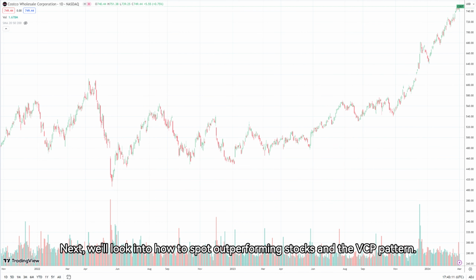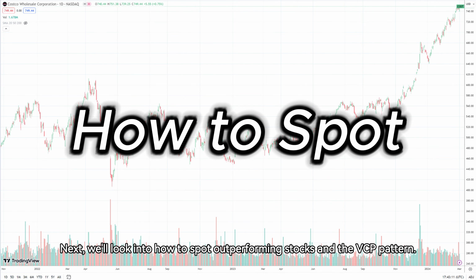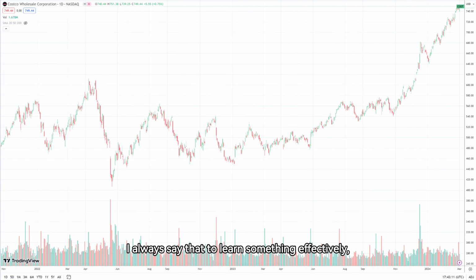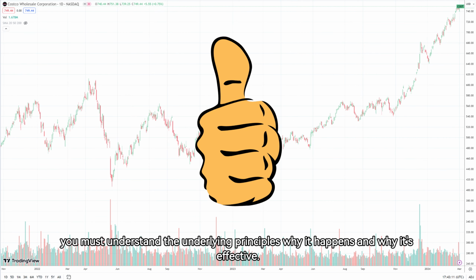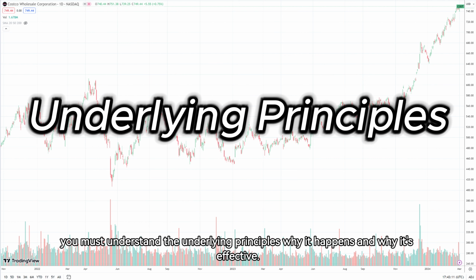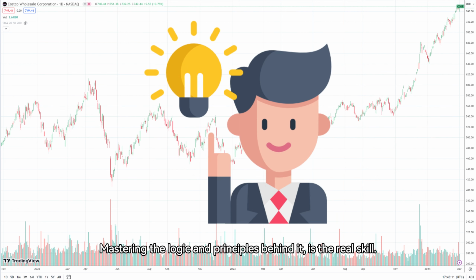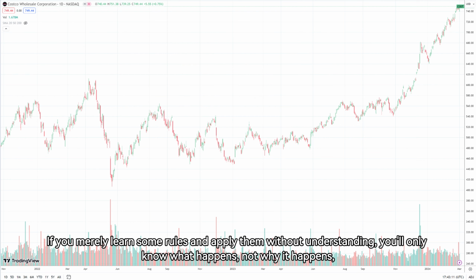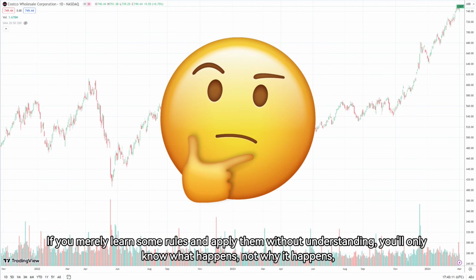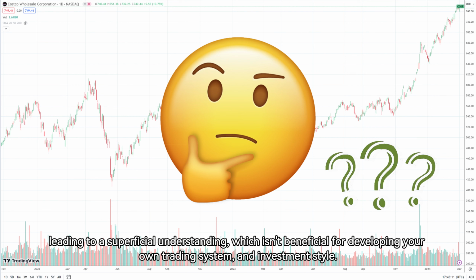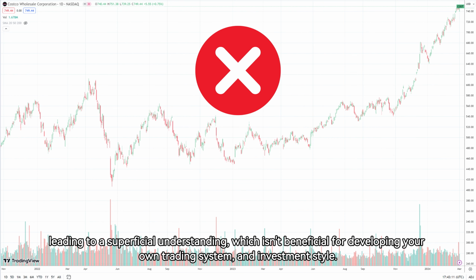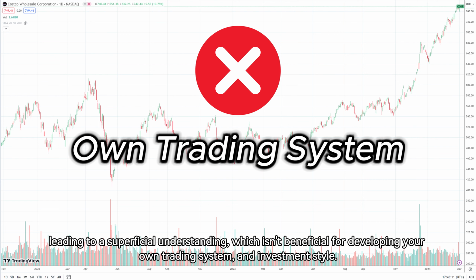Next, we'll look into how to spot outperforming stocks and the VCP pattern. I always say that to learn something effectively, you must understand the underlying principles, why it happens and why it's effective. Mastering the logic and principles behind it is the real skill. If you merely learn some rules and apply them without understanding, you'll only know what happens, not why it happens, leading to a superficial understanding, which isn't beneficial for developing your own trading system and investment style.